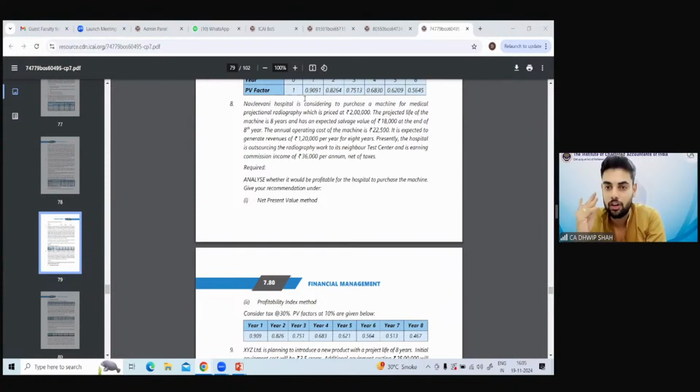But in short, my point is now the company will not earn this commission income of 36,000. Why? Because the company has the machine of radiography. It will not outsource it to another test center, and it will not earn commission income of 36,000 after taxes. Correct? So can I say this commission income lost is my opportunity cost?